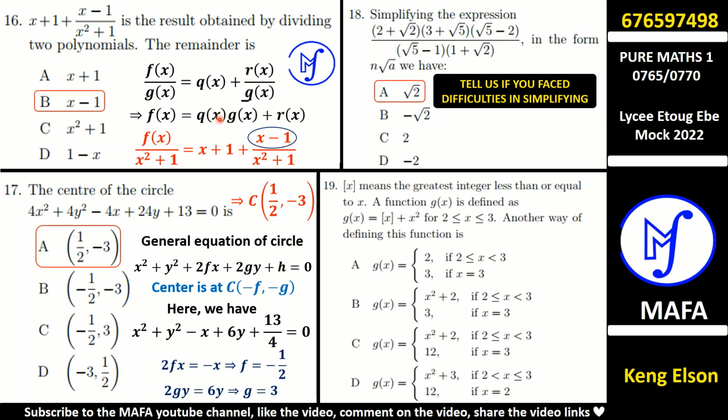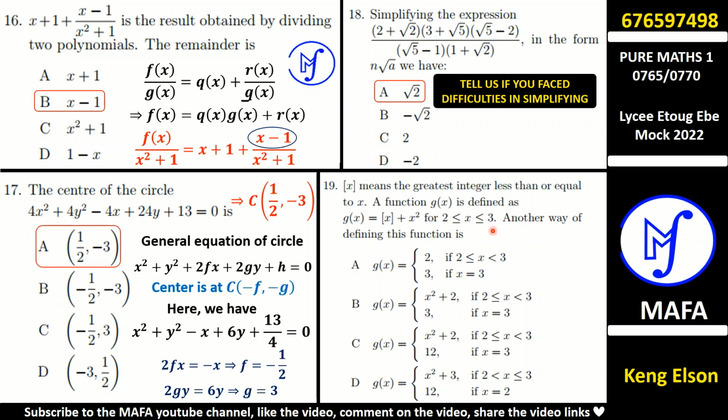Alright, question 19. The greatest, this guy here means the greatest integer less than or equal to x. A function g of x is defined as g of x equal to the greatest integer of x plus x squared for x in the interval 2 to 3, where 2 and 3 are both included.